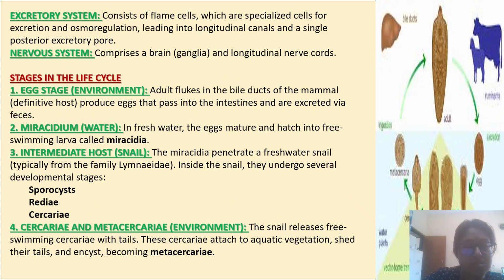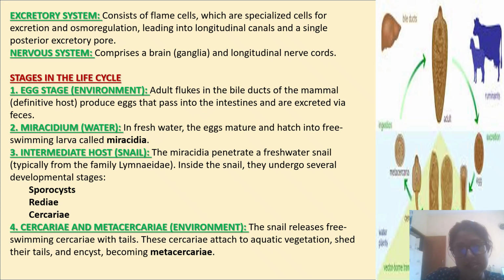Next, excretory system. The excretory system consists of flame cells, which are specialized cells for excretion and osmoregulation, leading into longitudinal canals and a single posterior excretory pore. The nervous system comprises a brain, that is ganglia, and longitudinal nerve cords. Next, life cycle of this liver fluke.